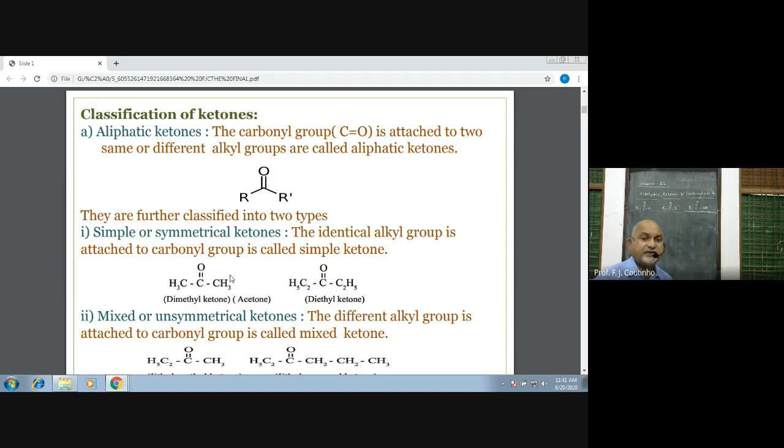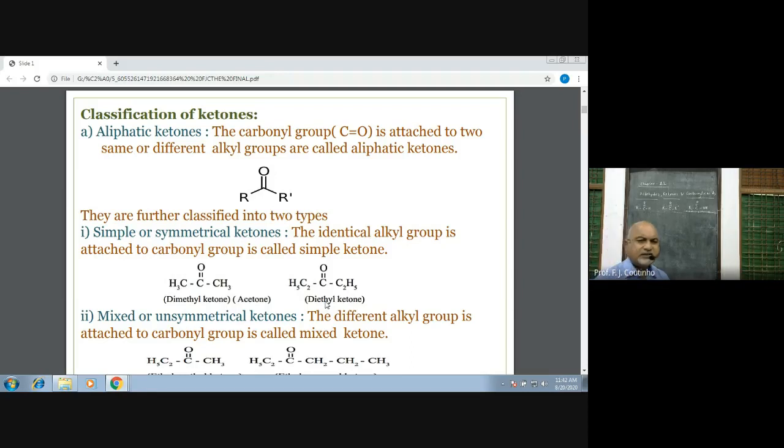IUPAC nomenclature will differ. We will study it again in detail when we study the IUPAC nomenclature of all these compounds, aldehydes, ketones, and carboxylic acids. The second example, here it is C2H5, which means ethyl. Here also it is C2H5. So in both cases they are symmetrical, same, identical ethyl, and that's why the name of this compound is diethyl ketone.